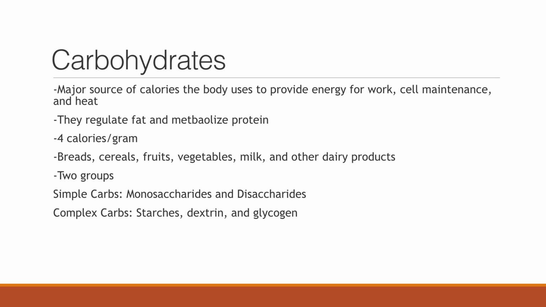Carbohydrates are broken down into two different groups, simple and complex carbohydrates. Simple carbs are also known as sugars or monosaccharides and disaccharides. Excessive added sugar in a diet raises blood fats known as triglycerides, which along with cholesterol can clog up arteries. Complex carbs include starches, dextrin, and glycogen.